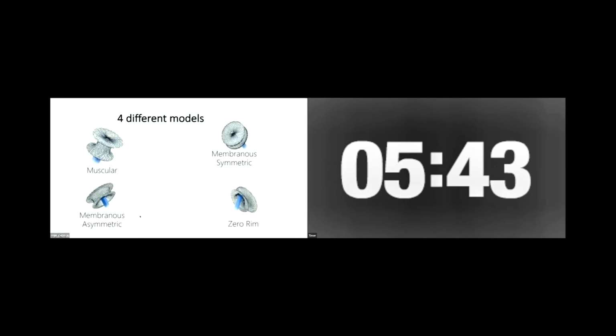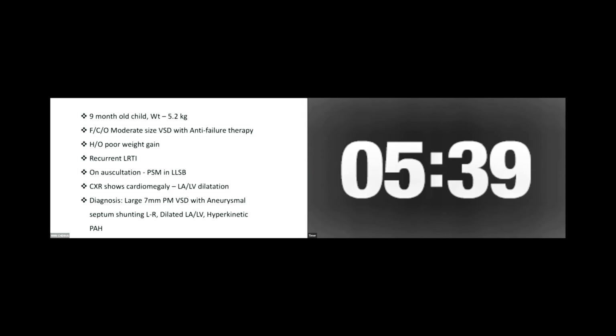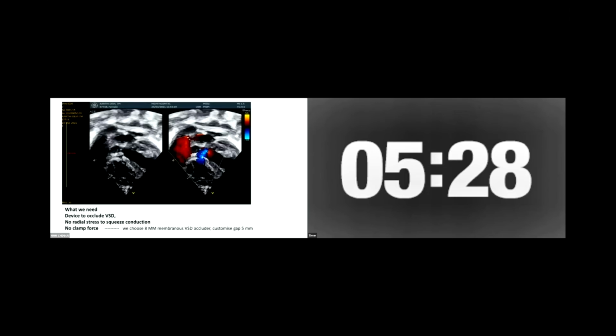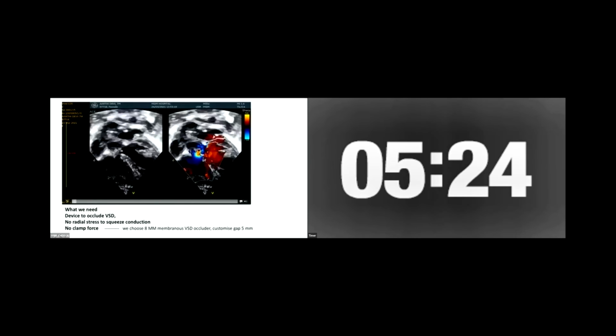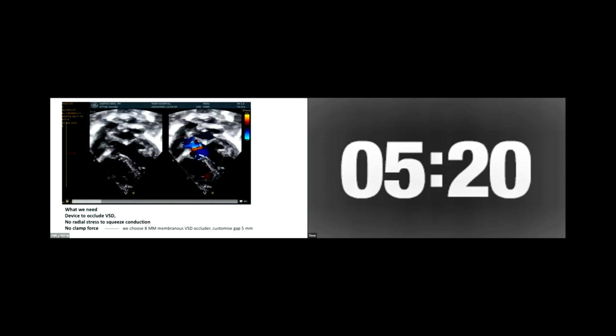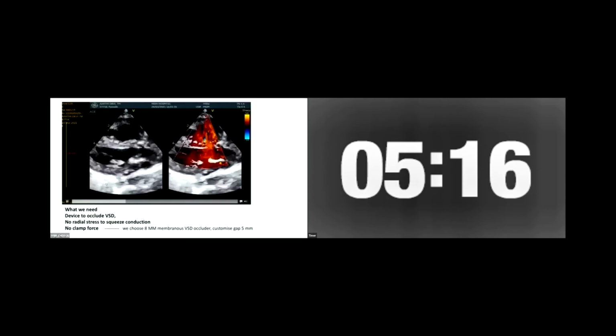So coming to the 4 different models, we'll go through each and every model with some examples. This is a 9-month-old child, 5.2 kg, with a moderate size VSD on antifailure therapy and recurrent LRTI. The diagnosis is a large 7 millimeter perimembranous VSD with aneurysmal septum. This is the chest X-ray showing an LV volume overload pattern, and the echocardiography showed a large 7 millimeter perimembranous VSD with aneurysmal septum, almost like a type B VSD, and we need to occlude it with a device.